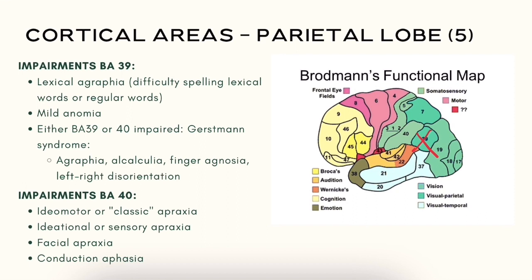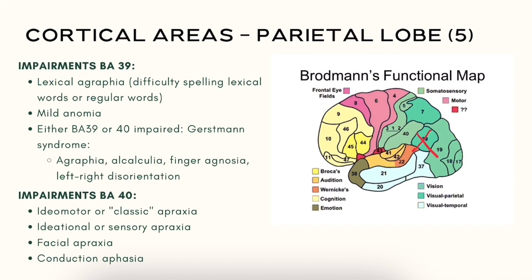Now we have non-lexical words, which are words that do not have meaning. Let's say words such as, and all the other made up words, those are your non-lexical words. So for area 39, they have difficulty spelling normal or regular words, and they may have mild anomia. Okay, but if we impair either area 39 or area 40, which is your supramarginal gyrus, you could get Gerstmann syndrome.